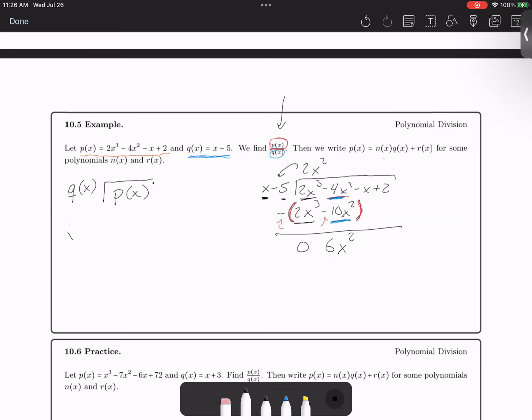And you can think of this as bringing down everything else, just like you did with the real numbers. Or I like to think of it as, I've got a minus x here, and I'm subtracting no x's down here. So I still have minus x. But either way, that minus x comes down, and 2 minus 0 gives you a 2. All right, now that we're here, we repeat the process. So I ask myself, x goes into 6x squared how many times? I need a 6 and an extra x.